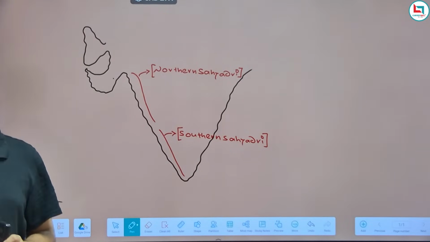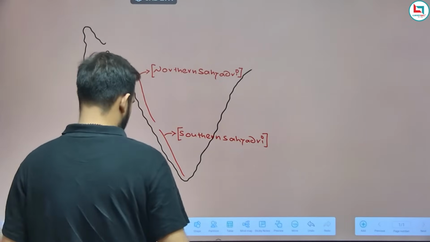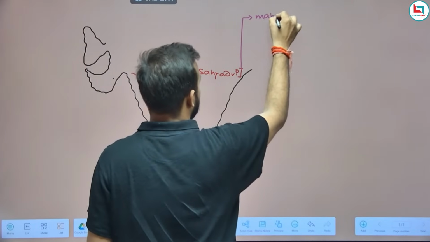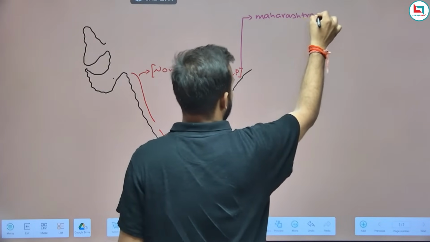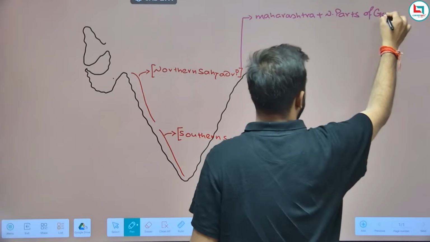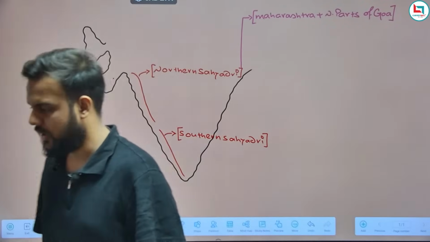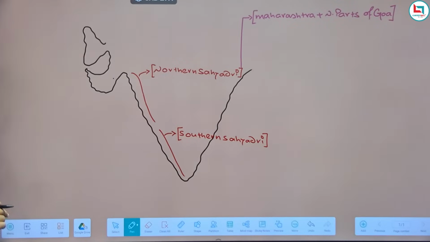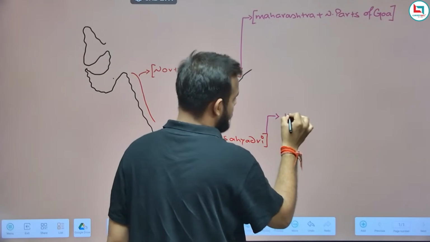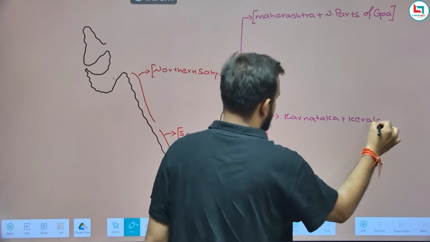Now guys, the Northern Sayadri is confined in the state of Maharashtra and the northern parts of Goa, only in the northern parts. Northern Sayadri only touches the northern part of Goa. And the Southern Sayadri is present in the states of Karnataka and Kerala.